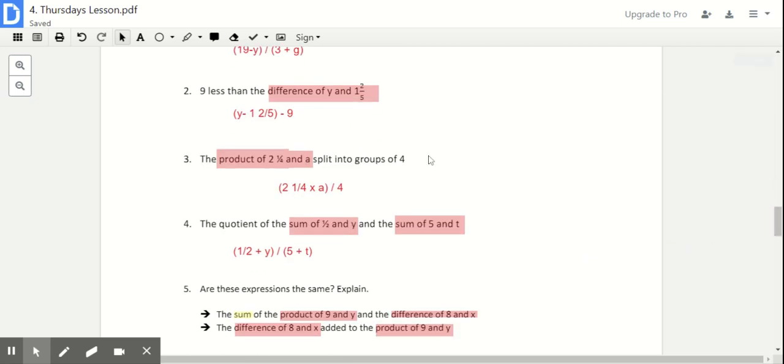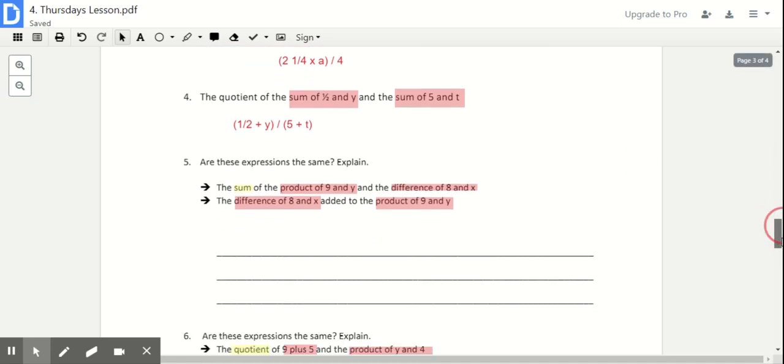It says the product of 2 and 1/4 in A split into groups of 4. What does split into groups of 4? What operation is that? Correct. This is division. So always make sure you are reading these sentences carefully and realize that we should be dividing after we put the group in our parentheses. So we only have one group in number 3, just as we had one group in number 2. And then I made sure to still highlight so I know what my group is. And I have 2 and 1/4 times A because multiplication is the same for product divided by 4 because it's telling me to split my group here into 4 groups. All right.